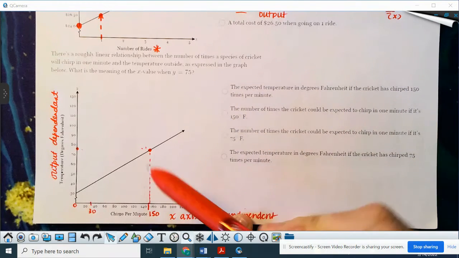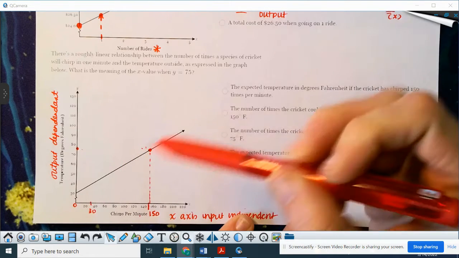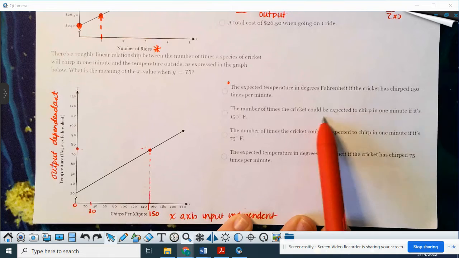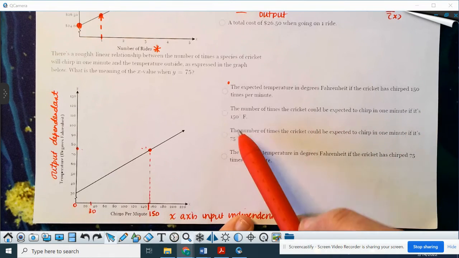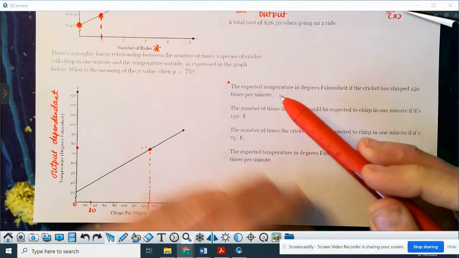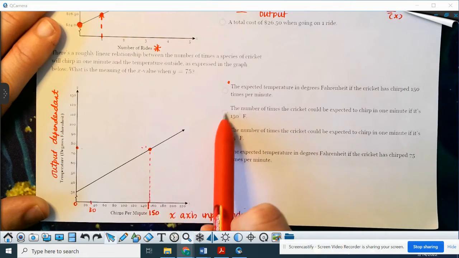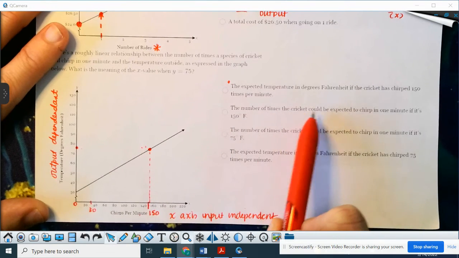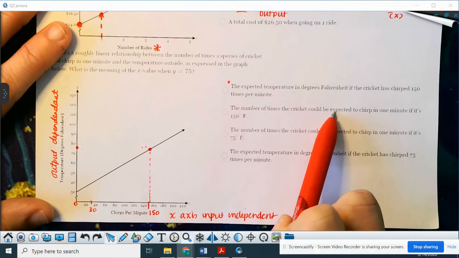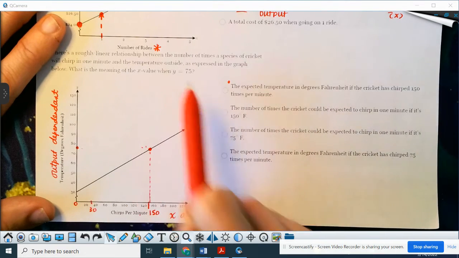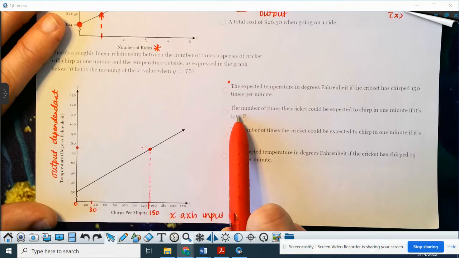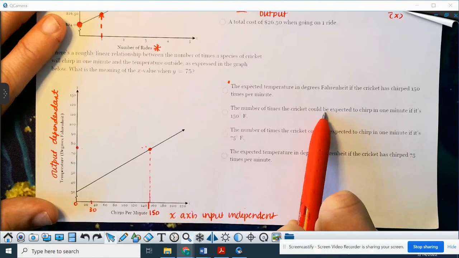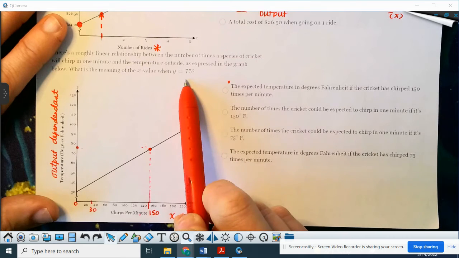That would be 75. So 150 per minute would be 75. So this one's looking good, but we're going to make sure. The number of times the cricket could be expected to chirp in 1 minute if it's 150 degrees Fahrenheit. But that's not right because 150 degrees Fahrenheit is going to be your Y value. So the number of times a cricket would be expected to chirp is your X value. So if that's at X equals 75, we could go back and check our numbers. But the number of times the crickets chirp is an X value, and this is a Y value. So that's how you know that's not it.